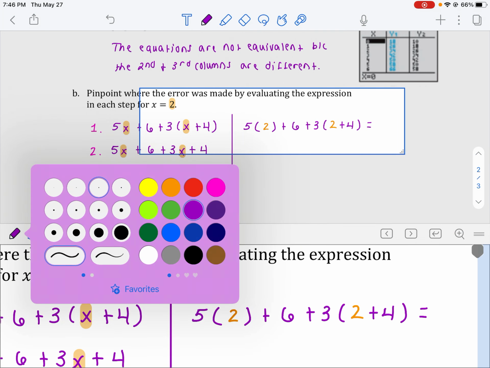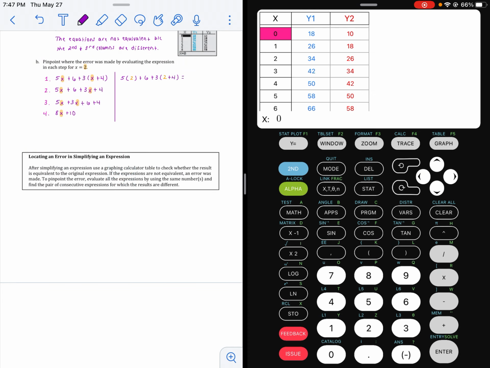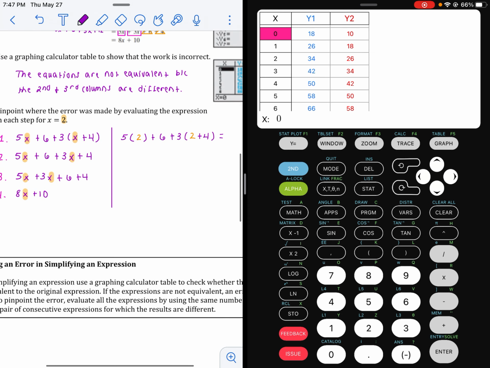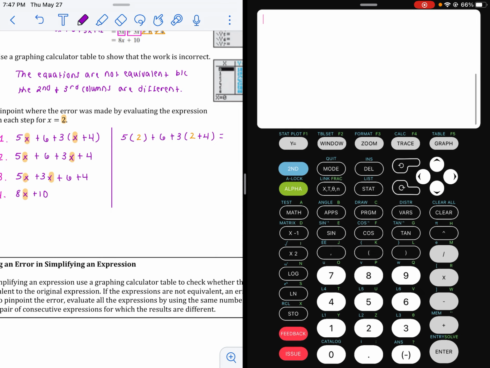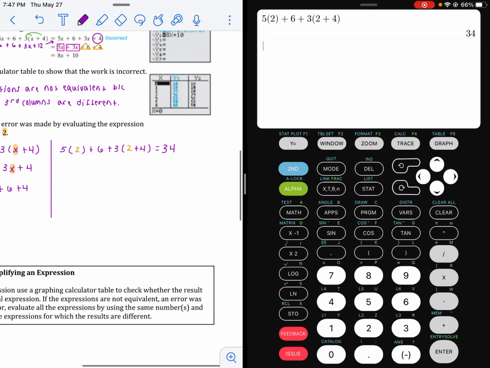Either by hand, in your head, or in your calculator, let's figure out what this is. I probably won't check all of these on this video. I'll check this first one and then tell you those for the rest. So I'm going to hit the blue second button and click mode to quit and go to my home screen. So 5 times 2 plus 6 plus 3, parenthesis, 2 plus 4. There we go. I think I made a typo on my key. I did. Whoops. Sorry. So if you're looking at my key, I accidentally wrote 24 instead of 34.